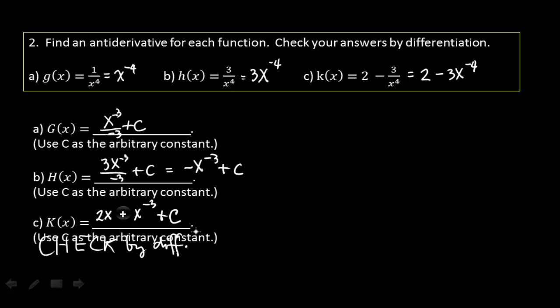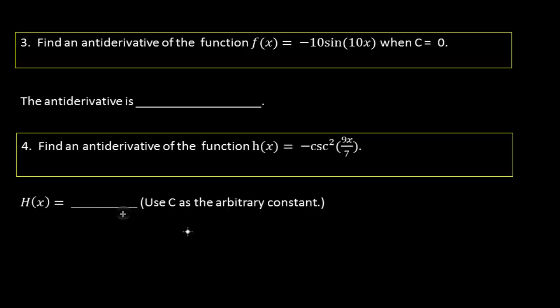Let's continue. Find an antiderivative of this function when c is 0. Now what does that mean when c is 0? That means once you get your general antiderivative, then you replace c by 0. So we'll write the antiderivative therefore would be negative 10.